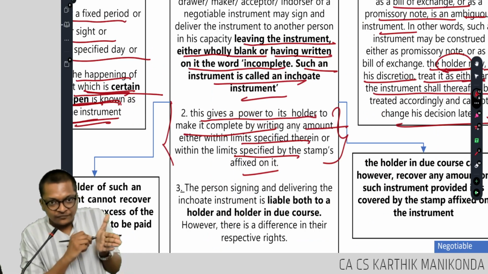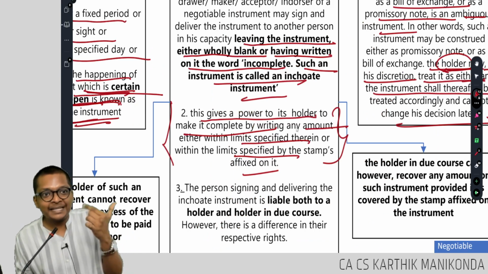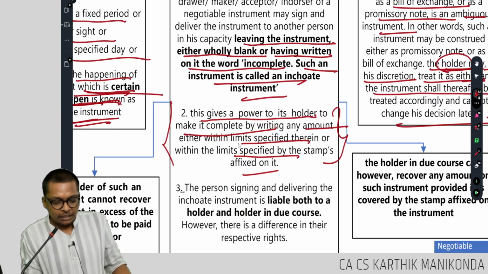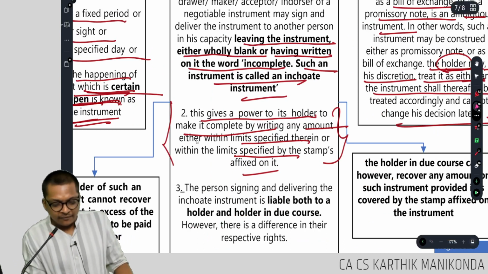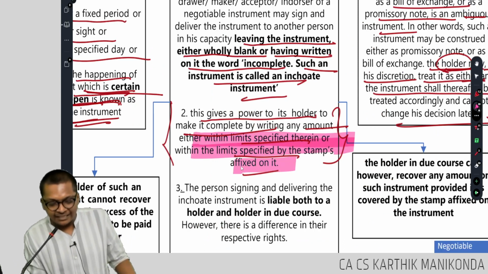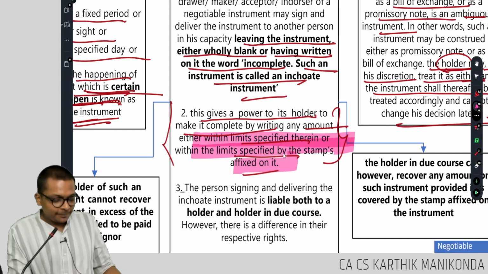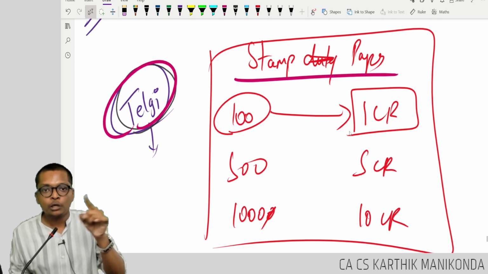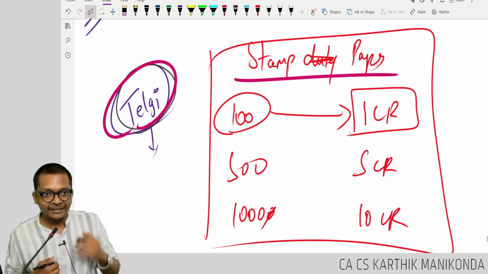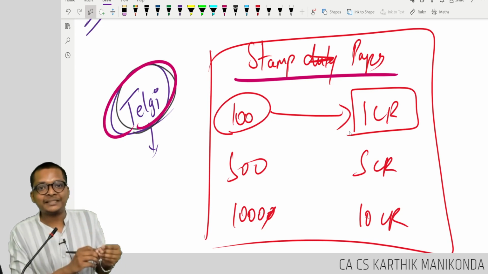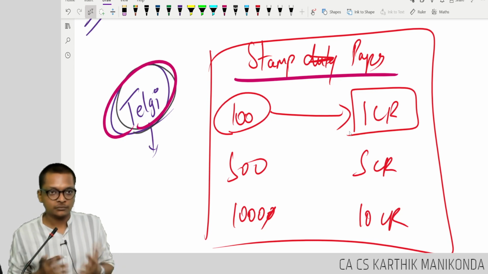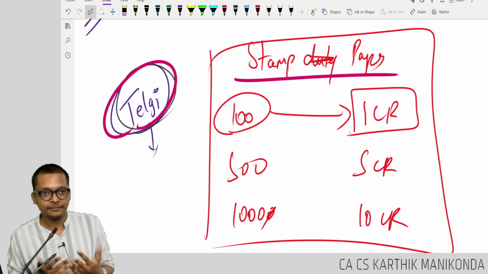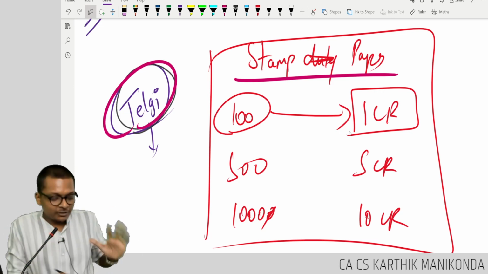The person who is filling the amount cannot fill any amount of his choice. He has to fill the amount within the limits specified in the stamp paper affixed. That means if my stamp paper is 100 rupees, you can write a maximum of how much? 1 crore. In my example, this is not the actual amount. They won't test you on that. I also don't know. I'm just telling you, it should match with the stamp paper limit.